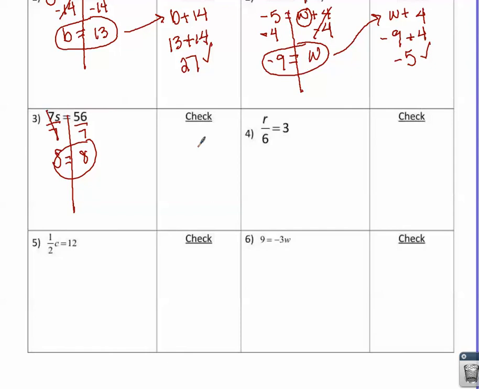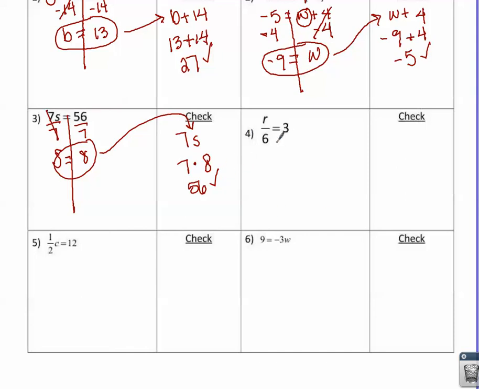Let's check our answer. Substitute in what you got for s. So 7 times 8 is 56. 56 matches our other side of the equation, so you know you did the work right.